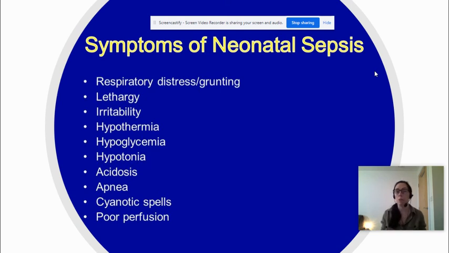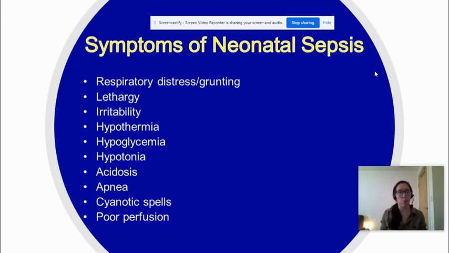Hypoglycemia or hyperglycemia as well. So hypoglycemia is going to be a sign because of the metabolic function, whereas hyperglycemia is a sign of any type of infection, which tends to let the blood glucose go above 8.